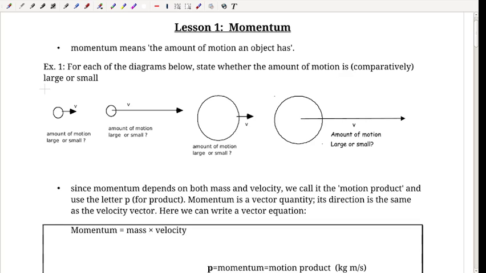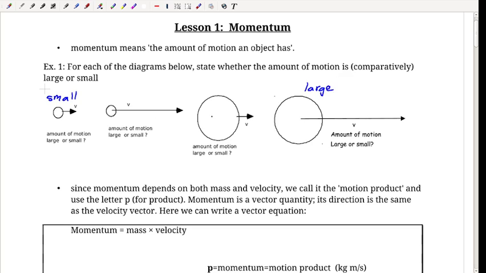So example number 1 says, for each of the diagrams below, state whether the amount of motion is comparatively large or small. So the first one we've got going on here is a little ball. Think of this as your little 2-year-old brother. And it's not going very fast. So this would be pretty easy to catch. This is a pretty small amount of motion. And on the other end of the spectrum, think of this as your football player who's running full speed, a lot of mass, a lot of velocity. This is going to be a large amount of motion.